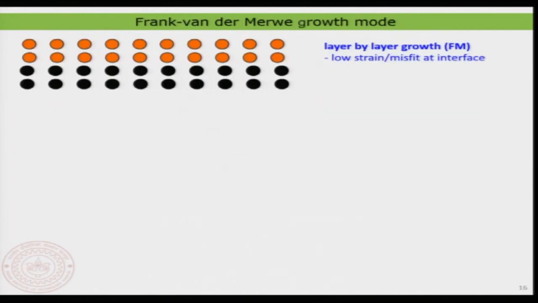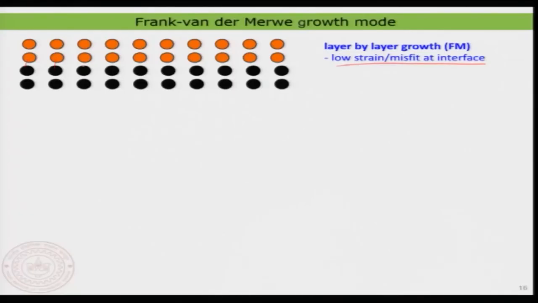Now what we are going to do is look in a little greater detail at why we have seen the Frank van der Merwe growth, or the so-called layer by layer growth. As I have already told you, if I want to make a complete layer type of growth, then it is extremely important that the strain or the misfit at the interface, due to the lattice mismatch between the surface and the adlayer, should be minimal. That's exactly what happens in the case of the cobalt on copper 111 surface, because the lattice mismatch is just about 1.5%. Each atom is able to match with a surface atom. You can see it's almost like a 1-to-1 epitaxy.